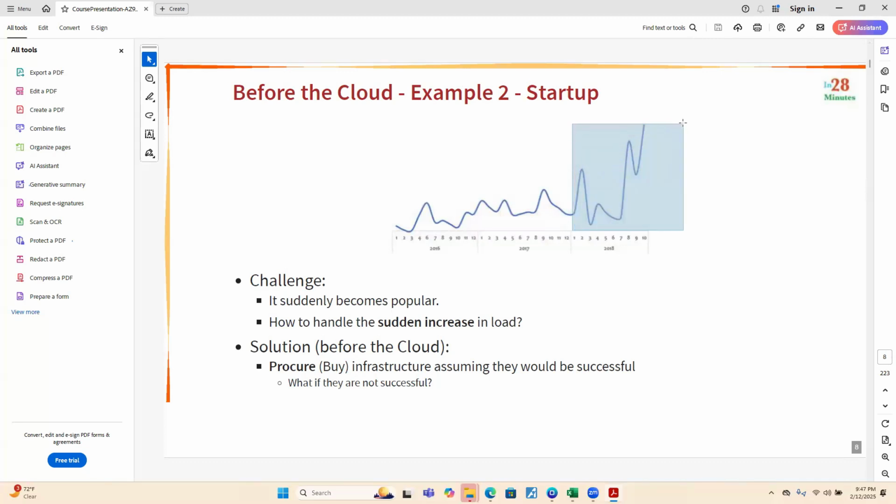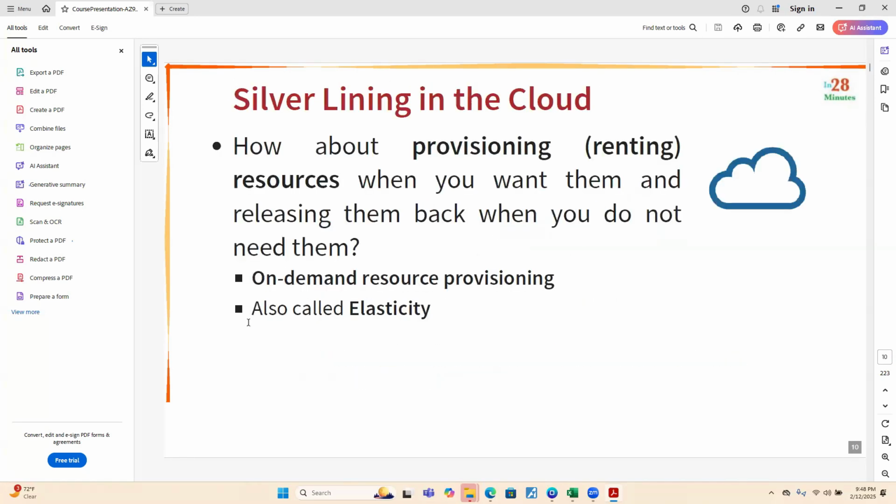Now here in the case of cloud computing, what automatically happens is whenever there is a huge demand, the resources will automatically be increased, and whenever there is less demand, we decrease the resources. That is what is called elasticity. So these are the two terms that we need to understand.